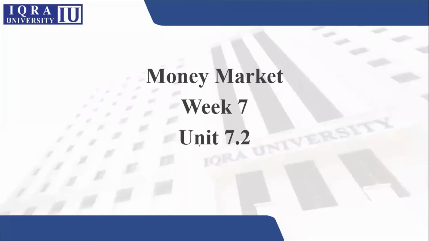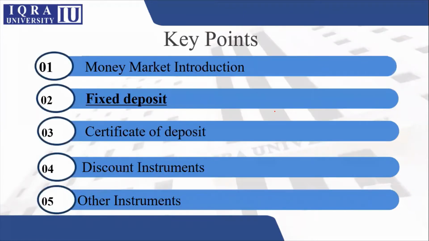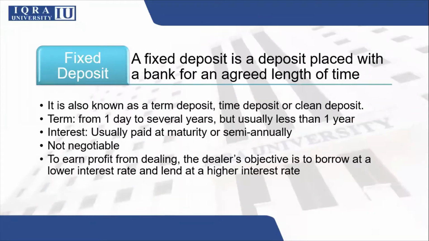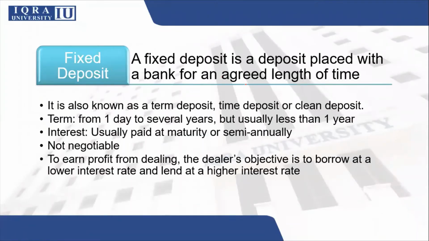So this is unit 7.2 of money market, and in this unit we will be covering the topic of fixed deposit. So what is a fixed deposit? It is a deposit placed with a bank for an agreed length of time. So fixed deposit is a type of loan, only the differences of the terminology.